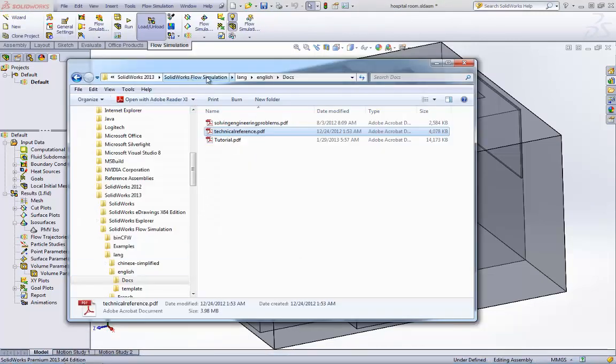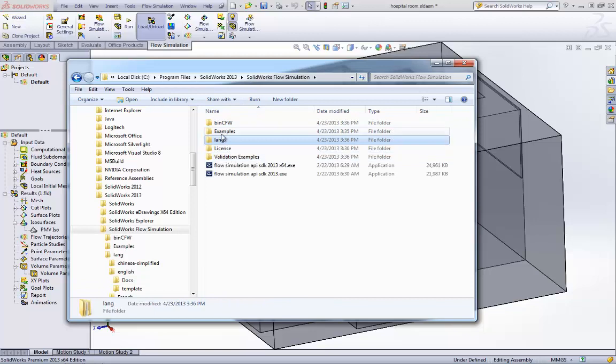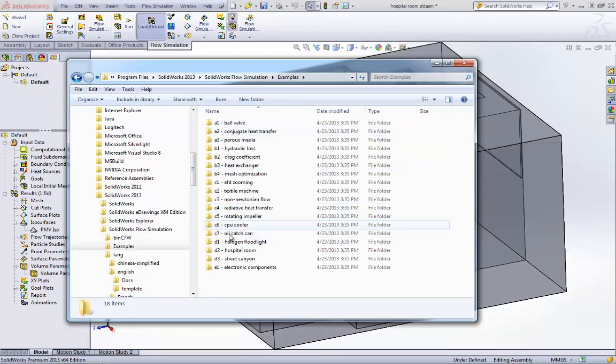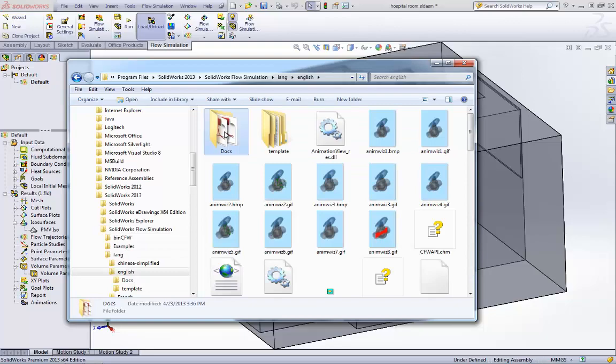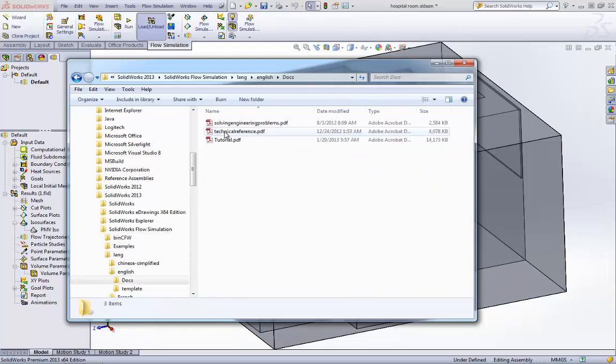your Flow Simulation installation directory, Lang English Docs, then there's 3 documents in there: Solving Engineering Problems, Technical Reference, and Tutorial. So if you want to read more about any of these, I'm grabbing the models from in here under Examples. You can see the hospital room is right here. But more importantly, if you want to read more about any one of these comfort parameters, under Lang English Docs, there's a Technical Reference PDF.